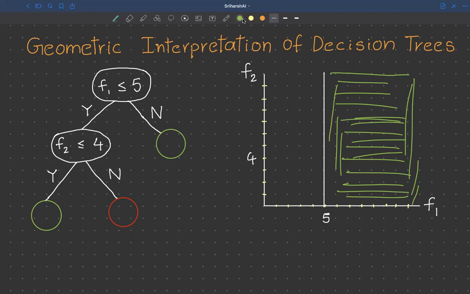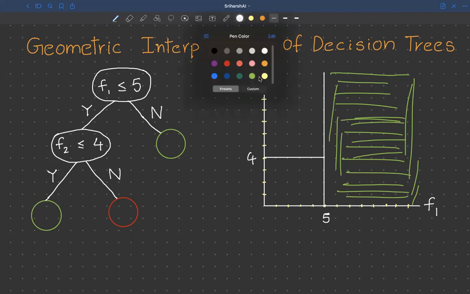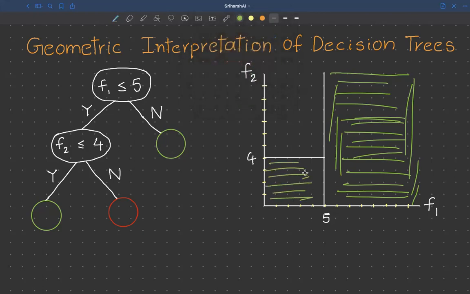So let's try to draw this geometrically again. Now I'll draw a line that is parallel to feature F1. So this is the line. If feature F1 is less than or equal to 5, that is the left hand side of this line, and feature F2 is less than or equal to 4, that is below this line, that is this specific square that we have here. So this is what I'm referring to as the positive class. Similarly, if a point falls into this space, again it's classified as a positive sample.